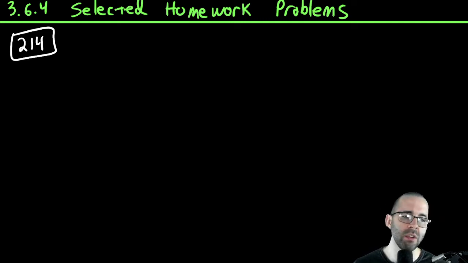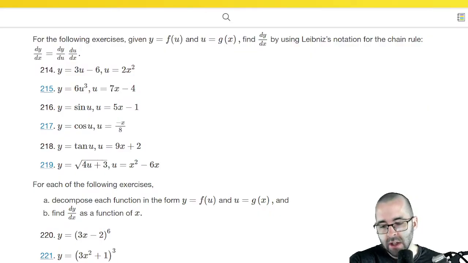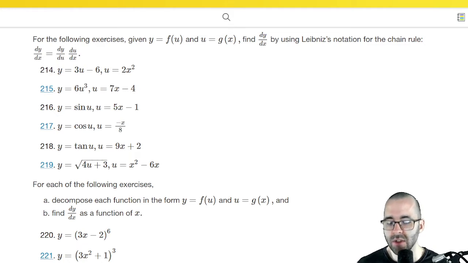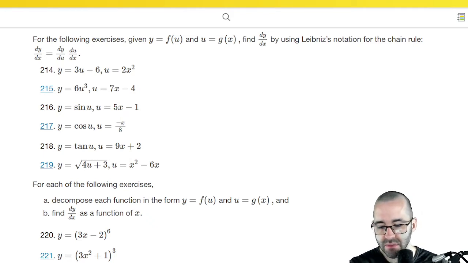So this first problem I want to look at is really nothing new, but the phrasing is a little different. So I just want to kind of help y'all interpret what the problem's talking about. So look at the top. For the following exercises, given that y is some function of u and u is some function of x, so Leibniz notation, find the derivative of y with respect to x using the chain rule.